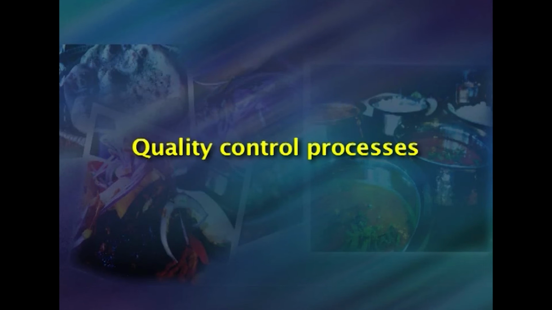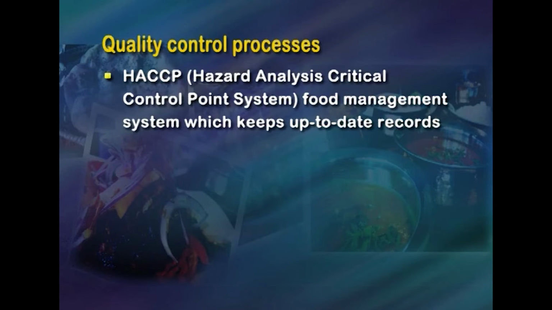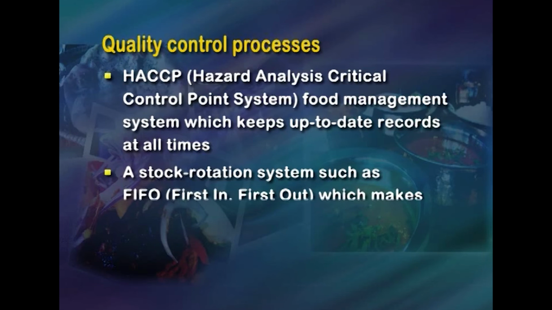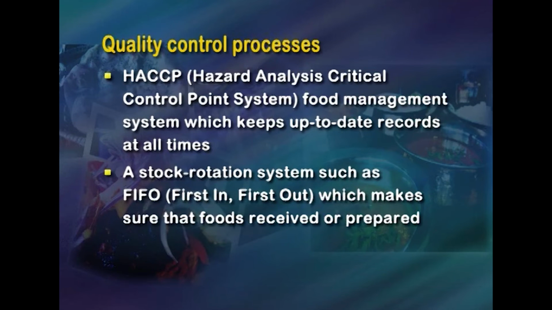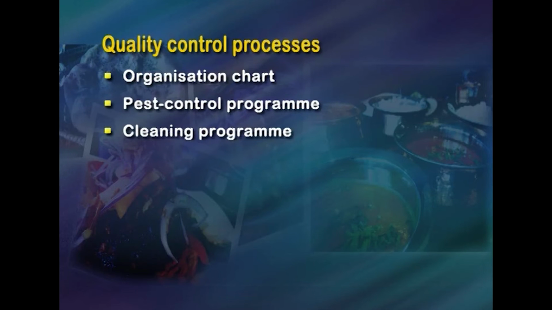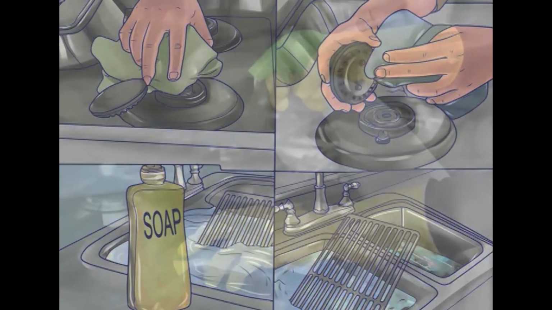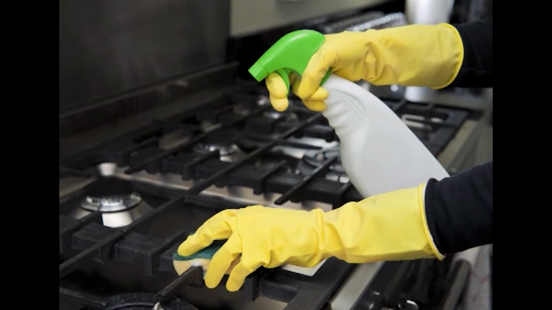Quality control processes include many systems of control. These include a working hazard analysis critical control point system, and a food management system, which keeps up-to-date records at all times. A stock rotation system such as first in, first out makes sure that foods received or prepared first are used first. Also needed are an organization chart, a pest control program and a cleaning program. Quality control in kitchens is a collective responsibility of all members of staff.